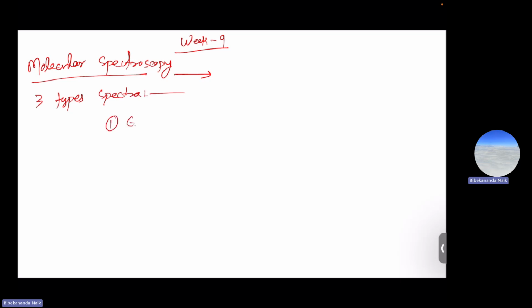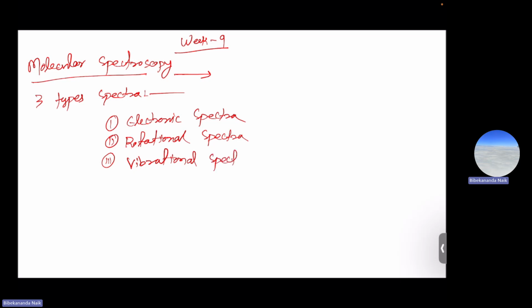One is electronic spectra, then rotational spectra, and then vibrational spectra. There are also pure rotational spectra and rotational-vibrational spectra that we will consider.